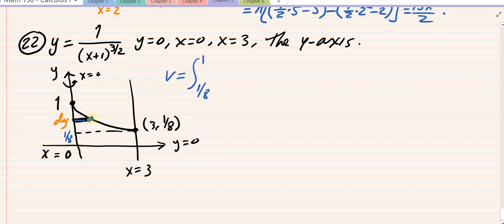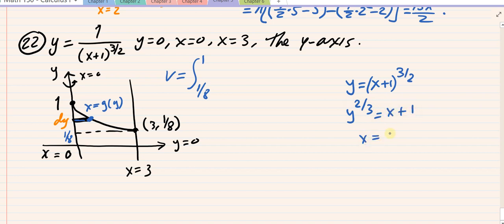The radius of a disk is given by the equation. Now for the equation, I need to have x as a function of y. That means we need to solve this for x. So y is equal to (x plus 1) to the 3/2. So raise both sides to the 2/3 power. And then x would be y to the 2/3 minus 1. So that's what I have.